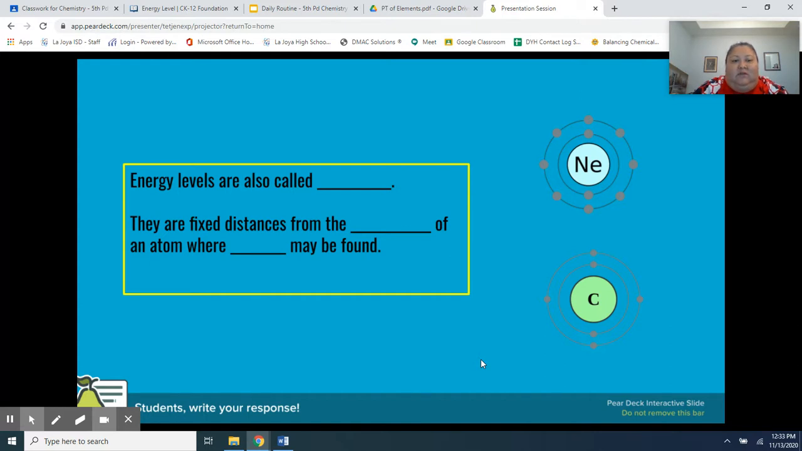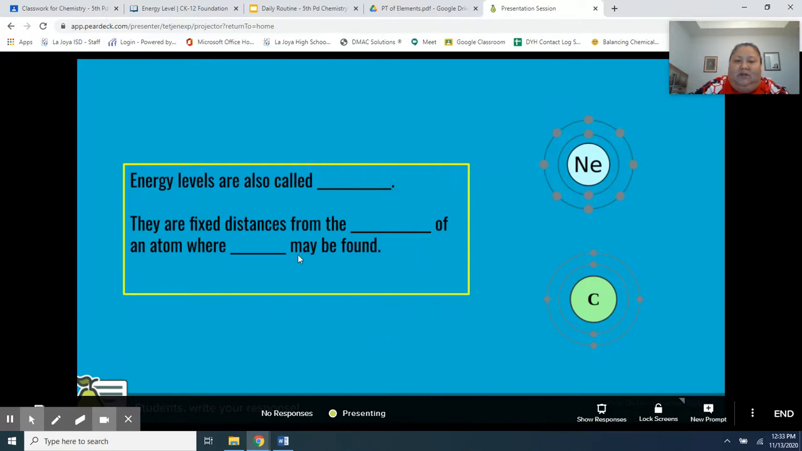Okay, so what do we find in energy levels? And then what are they? It says that there's a fixed distance from something of an atom. So what do you think, guys? Do you guys remember? What goes in these blanks? What goes in these blanks here?